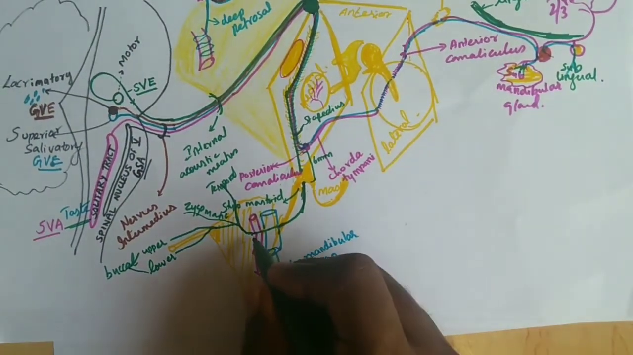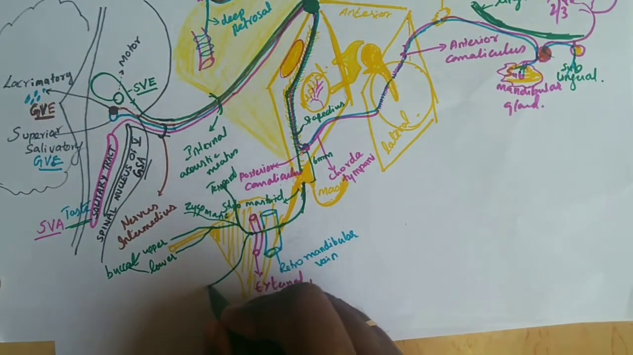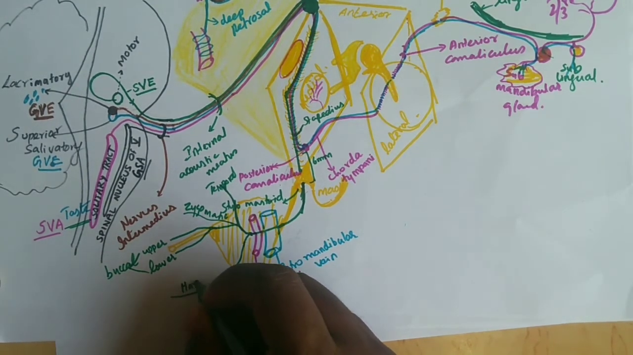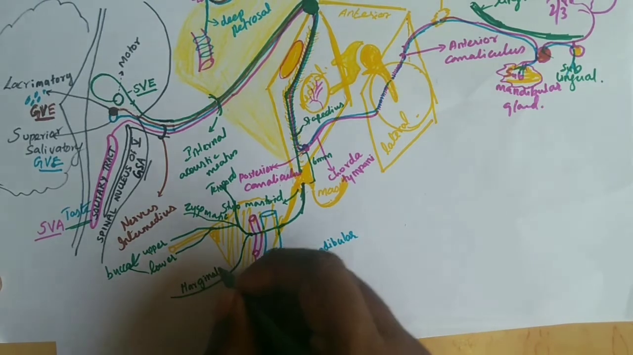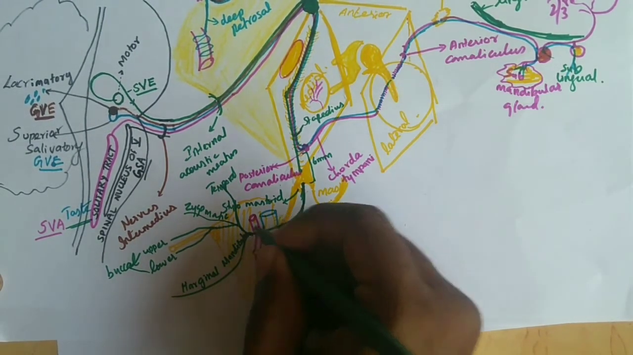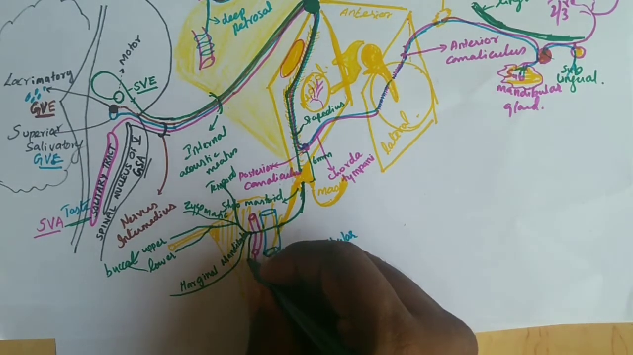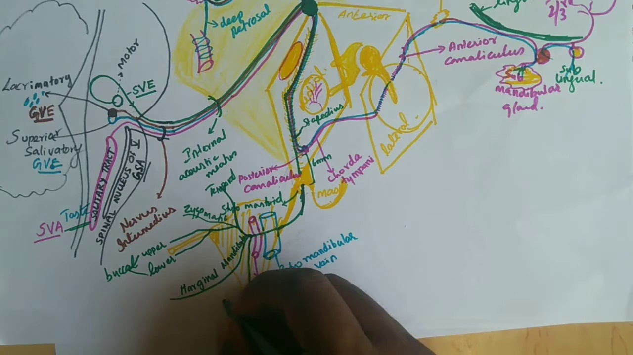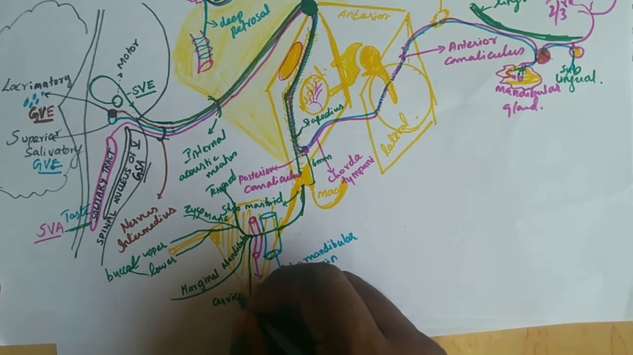Then we have one branch which runs along the margins of the mandible. So it is called marginal mandibular. Then at last, a cervical branch which will be going towards the neck. This is the cervical branch.